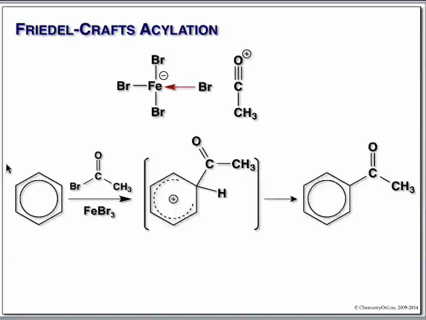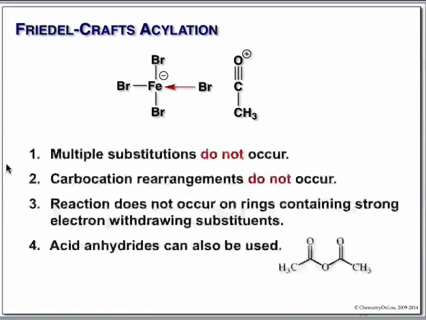The nice thing about this reaction is that because we have a very stable acylium ion, we do not get rearrangements, we do not get multiple substitutions. Again, we can't do this if we have electron withdrawing substituents on the ring, but for other things this works very, very nicely. Instead of using an acid halide, we can also use a simple acid anhydride. Any questions?